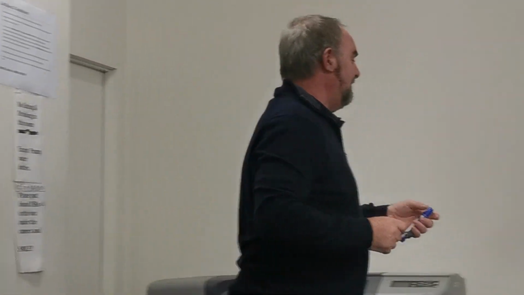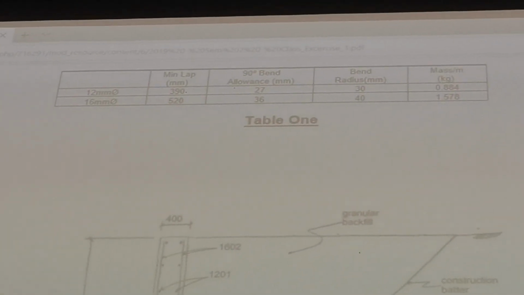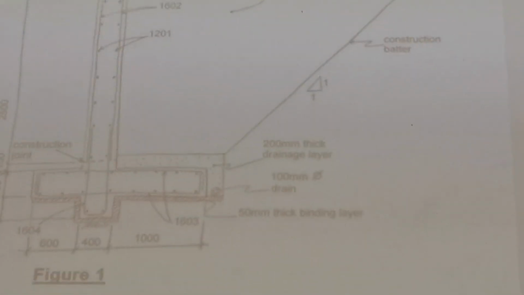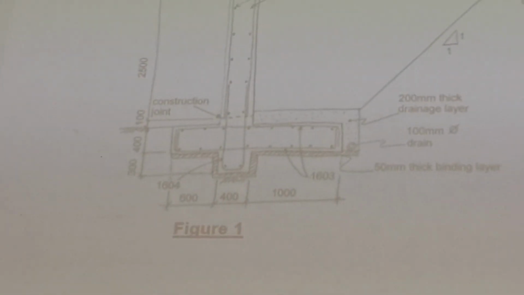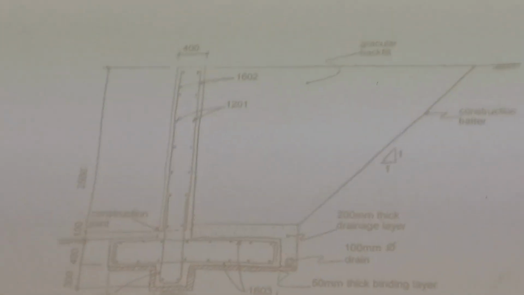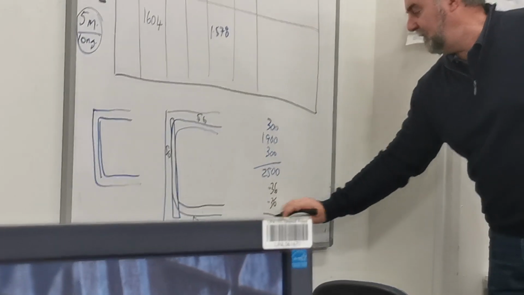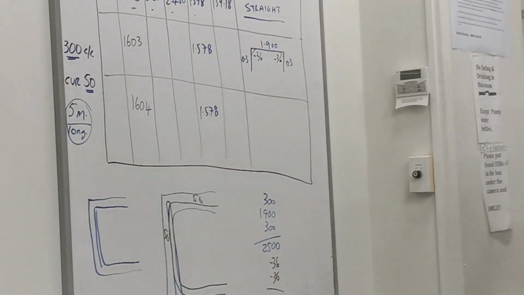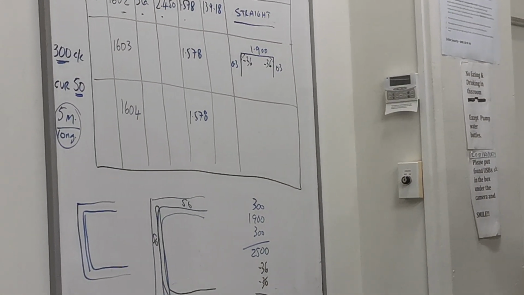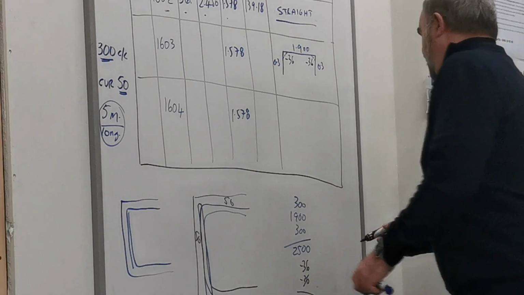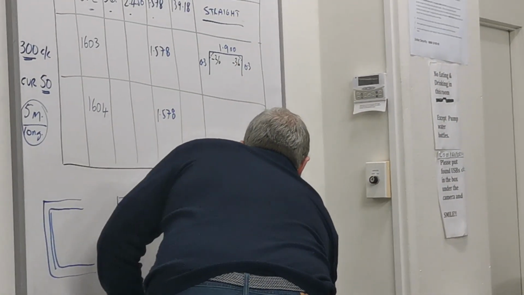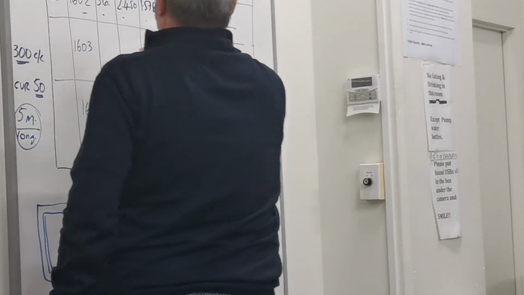And if you have a look at the chart at the top of the page up there, it says 90-degree bend allowance. So for a 16mm bar, the bend allowance is 36. So we take off 36 and we take off 36, which means we go minus 36, which means that we end up with a new number at the bottom, which is 2.428.